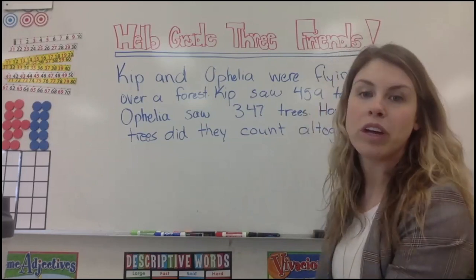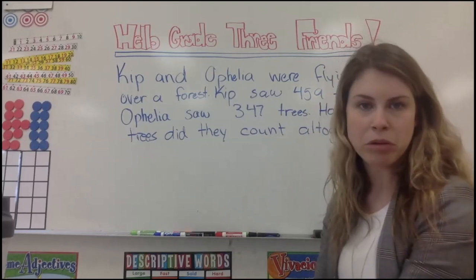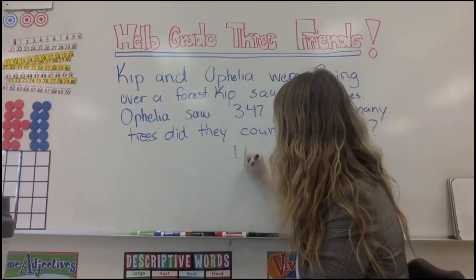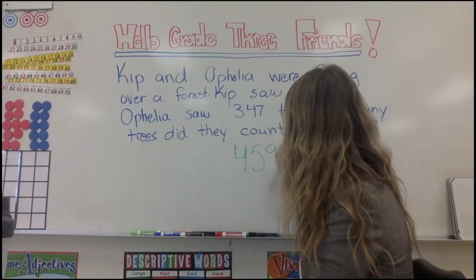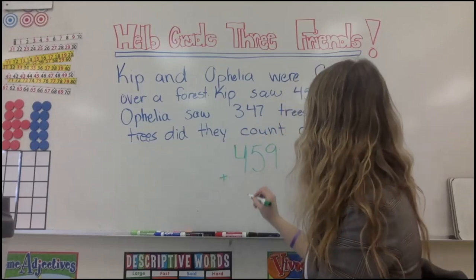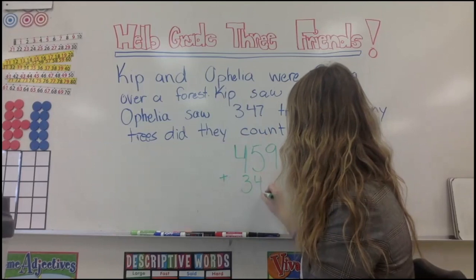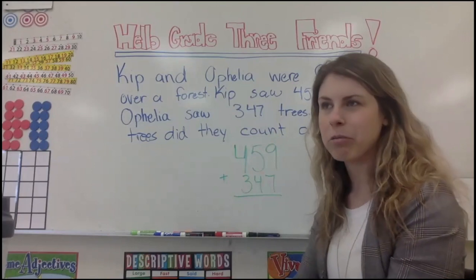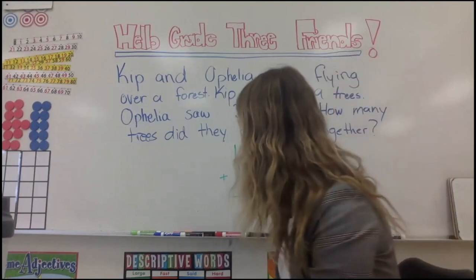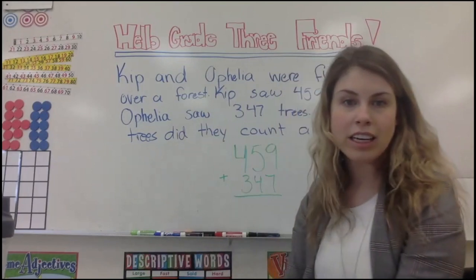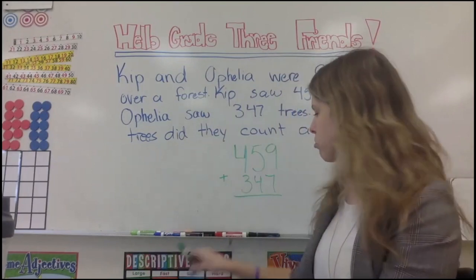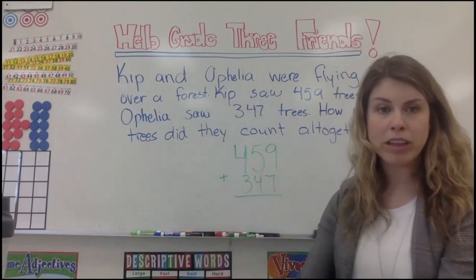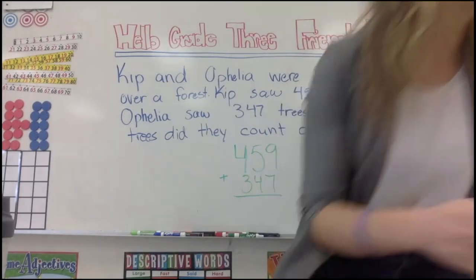But yes, you're right. So when you're adding, it doesn't matter which number goes on top and which one goes on the bottom. So I'm going to put 459 on top. Remember my addition sign. And I'm going to remember my 347 on the bottom. Now, my friends, when I was looking at your work this week, some of us are writing very wonky and not neatly still. Now, if you're having trouble lining these numbers up in a neat way even with lines, I'm going to show you a trick.